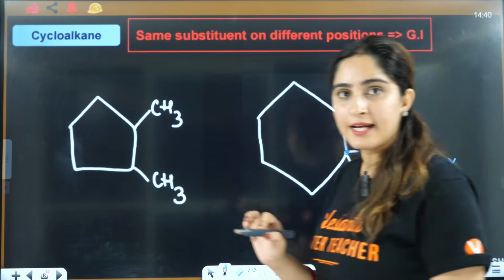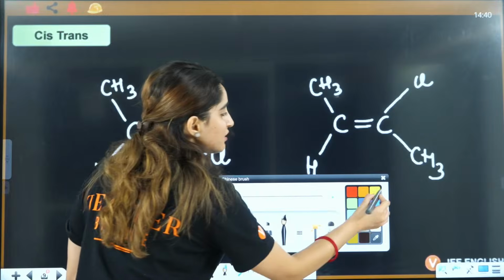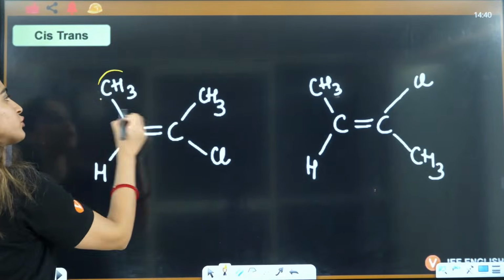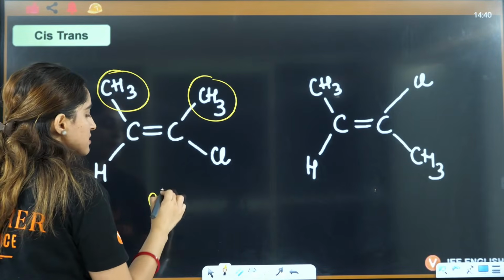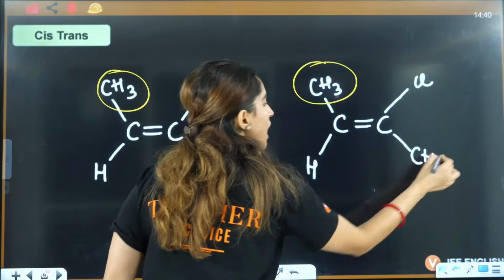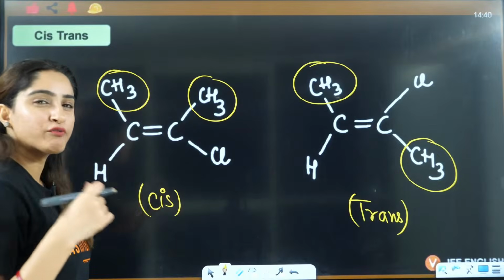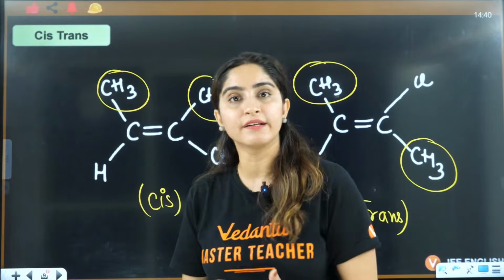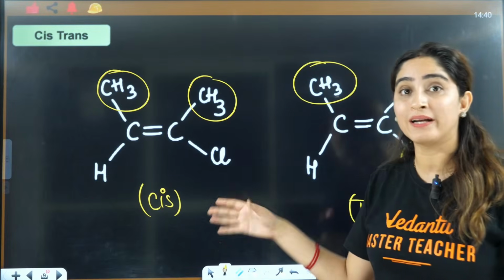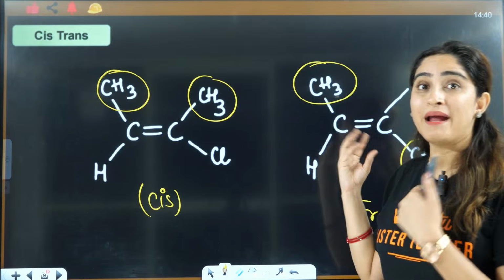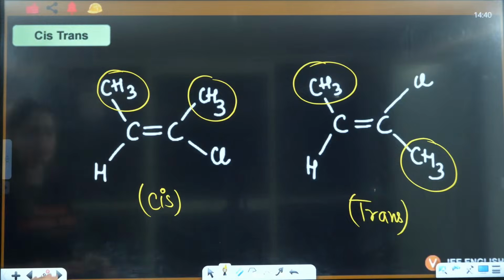Once you know whether GI exists or not, I told you about cis and trans isomers, right? If two same groups are side by side, it will be called cis. And if two same groups are opposite to each other, that is called trans. Then we also discussed the properties of cis and trans: trans has less dipole moment, cis has more dipole moment, trans has more melting point, trans has more stability, right? All these things we discussed in the last class.